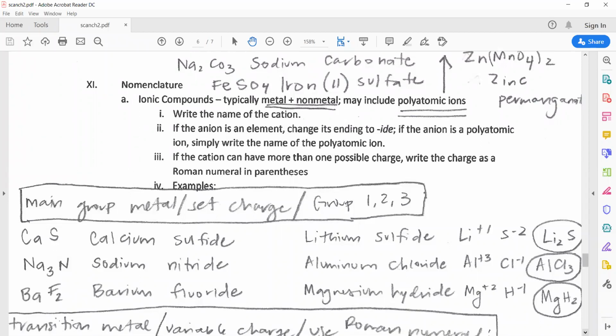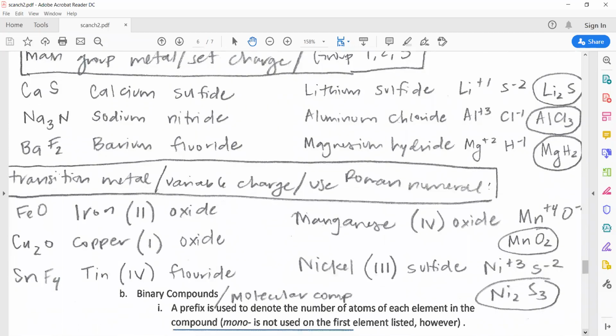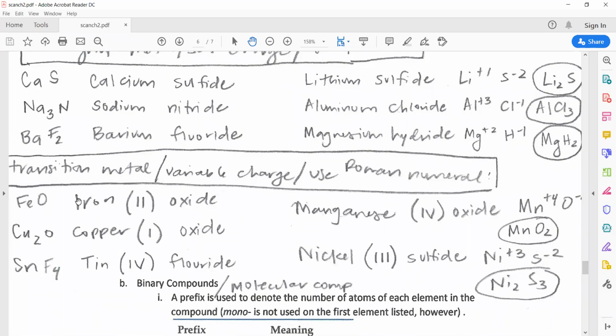Okay, then if we have a transition metal, the difference now is that our metal has different options for charges. So they can be a little bit trickier because if you have FeO, I could tell the person iron oxide, but the problem with iron is it can be +2 or it can be +3. So you have to indicate using a Roman numeral what the charge of the transition metal is. So this is only if you have a transition metal.